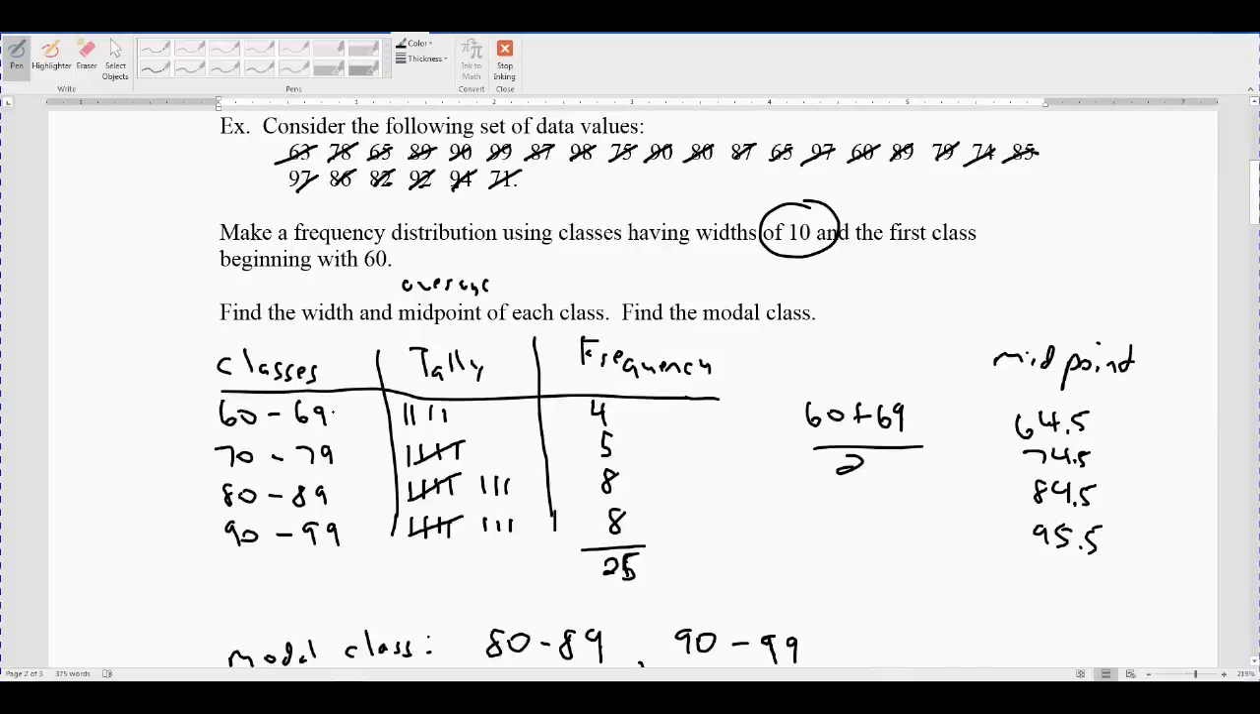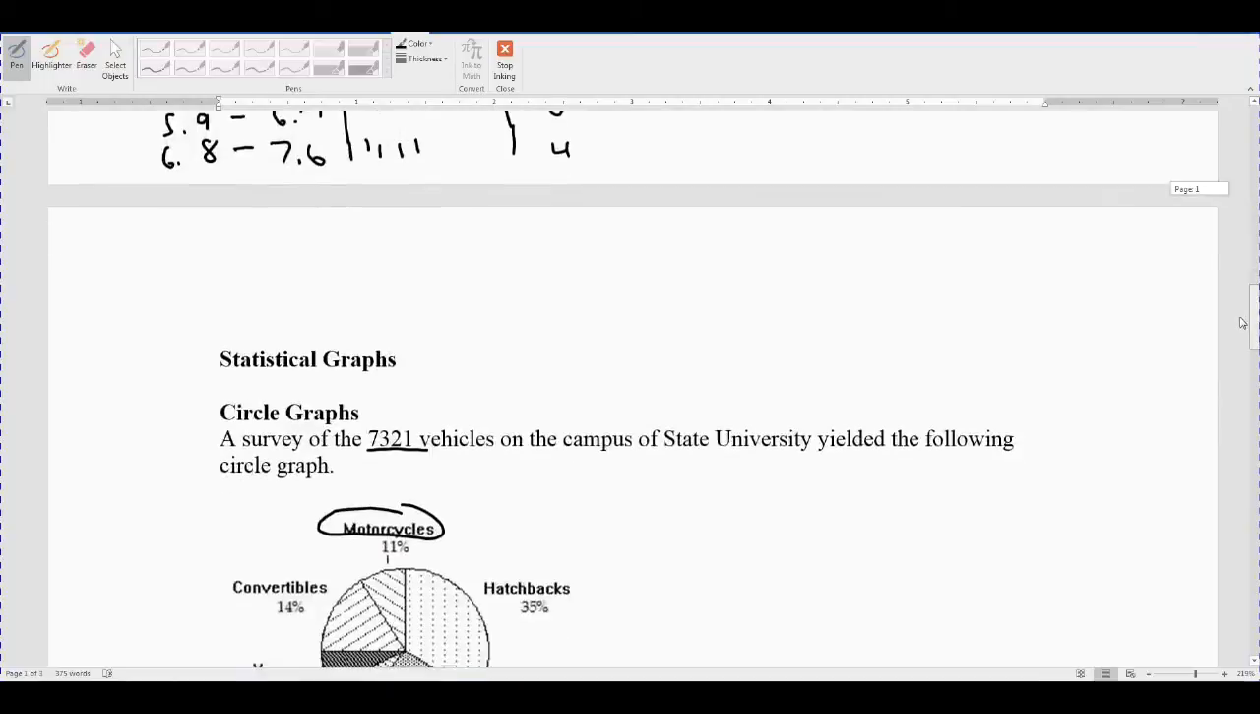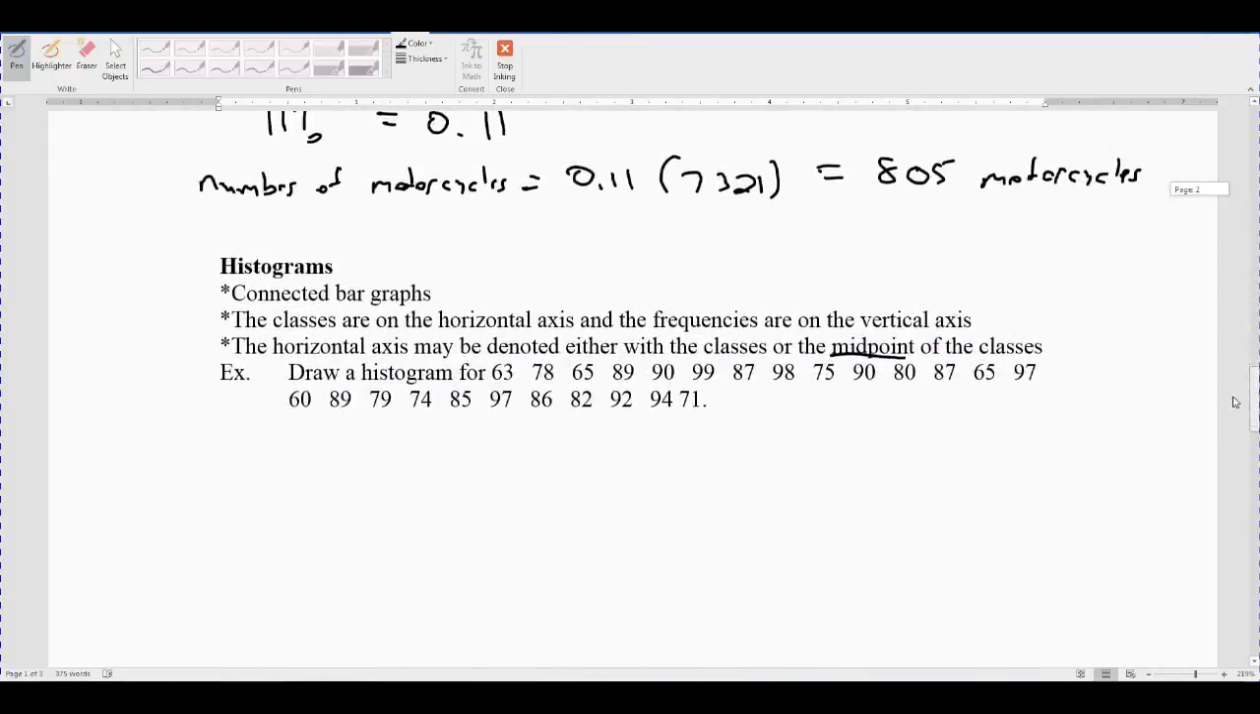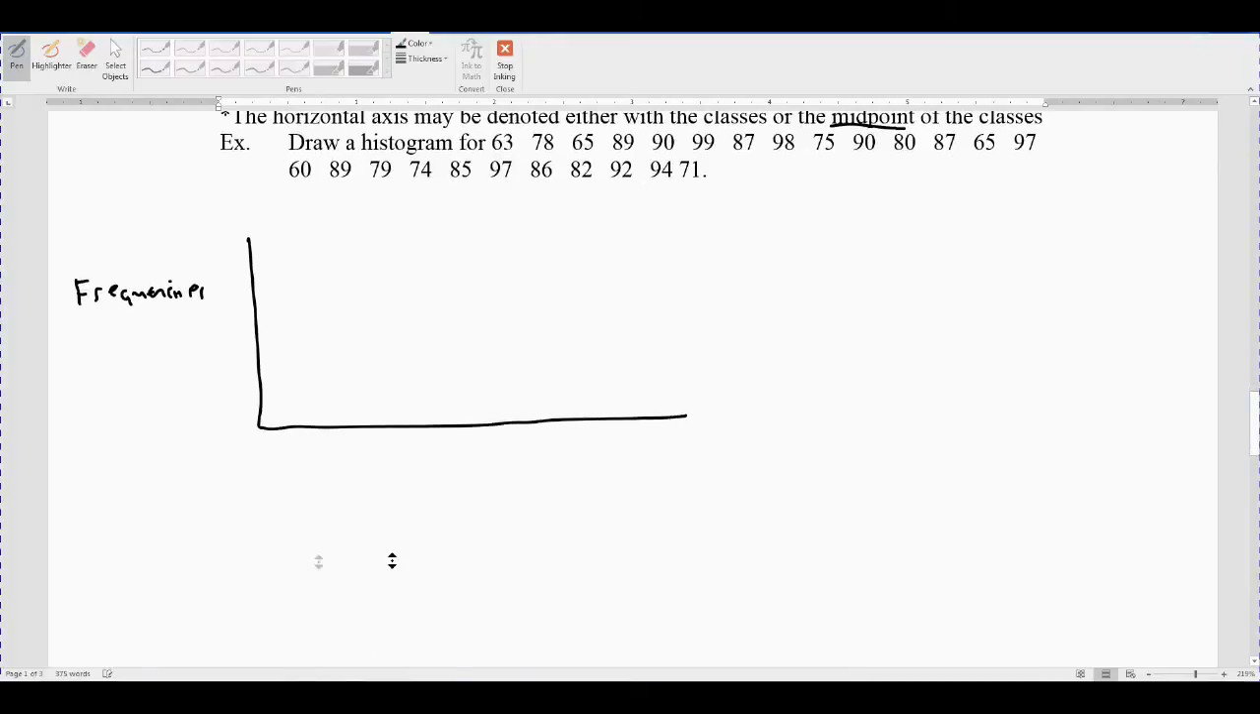We've already done it. So we've already done our frequency distribution, which is what you would do first. And so we're going to draw like the first quadrant of the XY axis. And over here we put the frequencies. And down here we're going to put the classes.